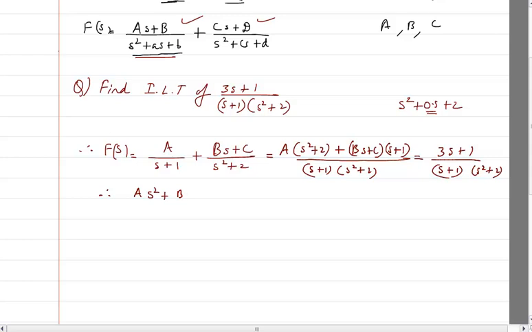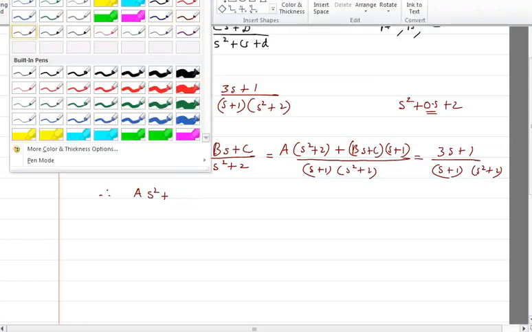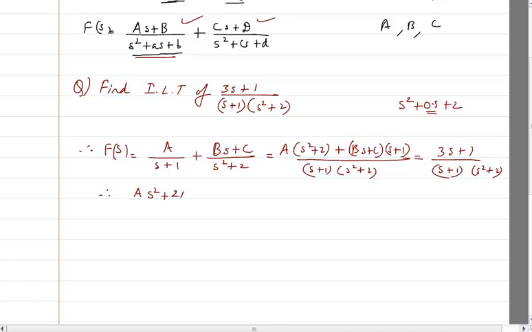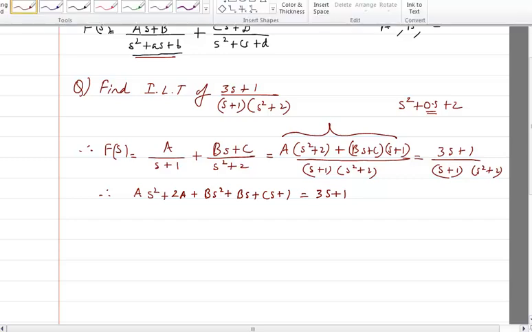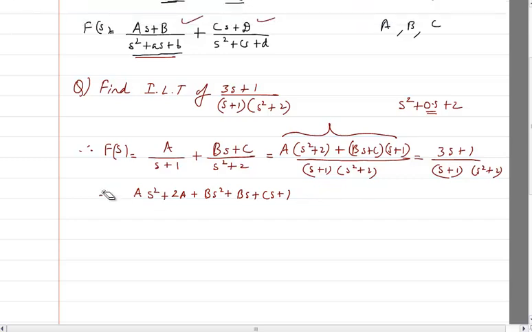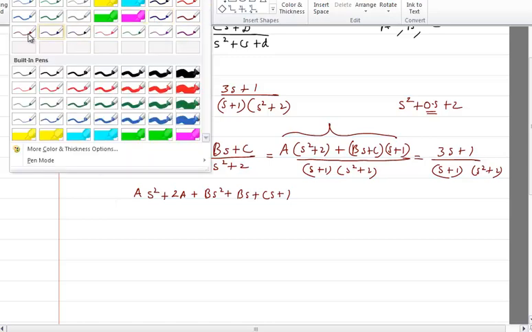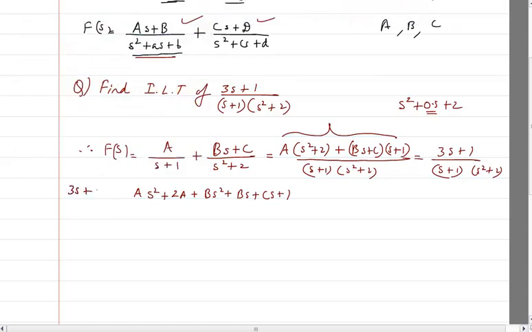Okay, let me first write it in expanded form. In expanded form, I will get as² + 2as + bs² + bs + cs + 1. What I have done is expand this equation. That should be equal to 3s + 1, just like in the previous equation. I can write it on this side. Therefore I will write 3s + 1 is equal to this one.